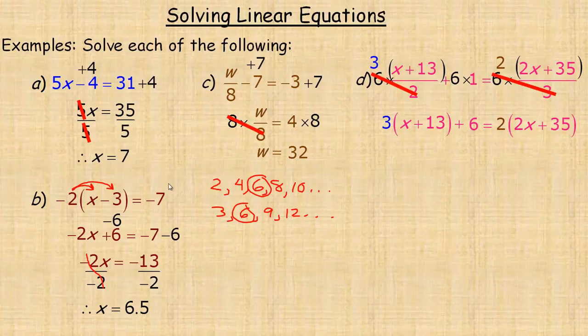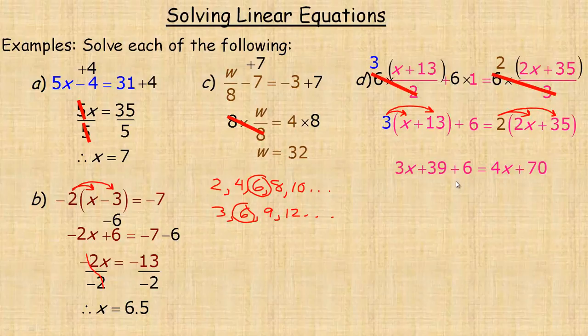And so now, it's actually quite a bit like b. It's a little longer, but we have a number times a binomial, same idea here. And the next thing I want to do is start expanding. So I would go 3 times the x, and that's 3x. And then I would multiply the 3 by the 13, and that's 39, so plus 39. And then the 6, we just leave the 6 there. And then the 2 times the 2x would be 4x. And then the 2 times the 35 gives the 70 here.